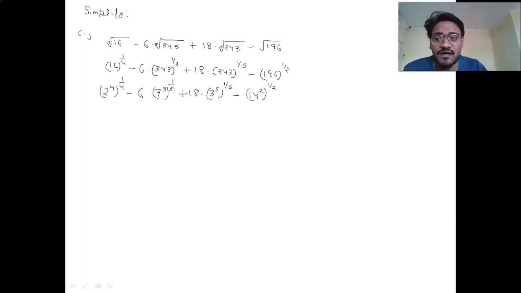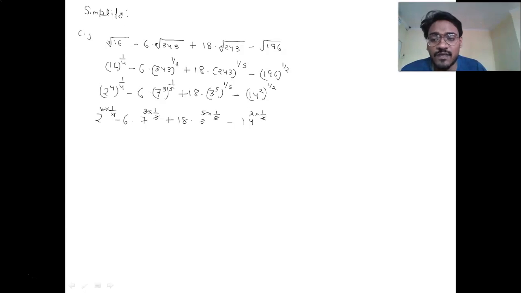See, if I solve this, what will I get? This 4 and the 1 by 4 will be cancelled out. Let me write the step. 6 times 3 times 1 upon 3, they are going to cancel out. Similarly, 18 into 3 raised to the power 5 times 1 upon 5, they are going to cancel out. And similarly, 2 and 1 by 2, they are going to cancel out.